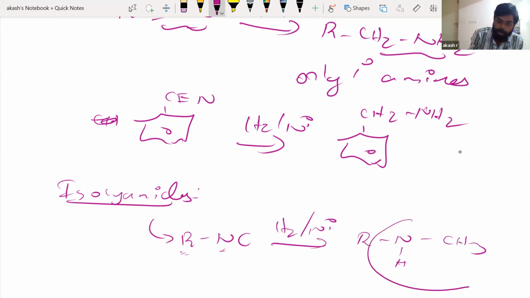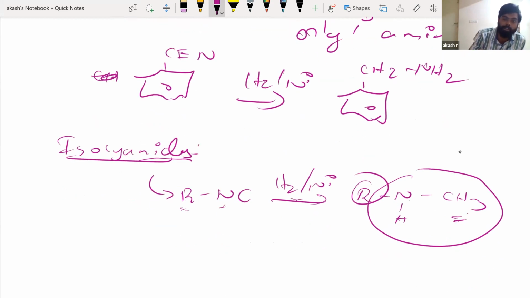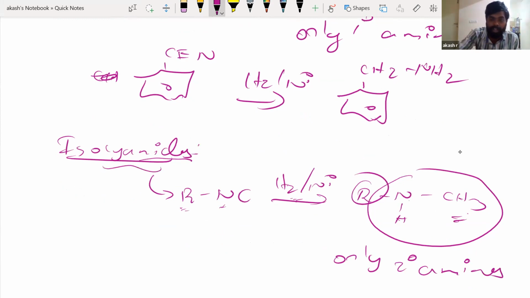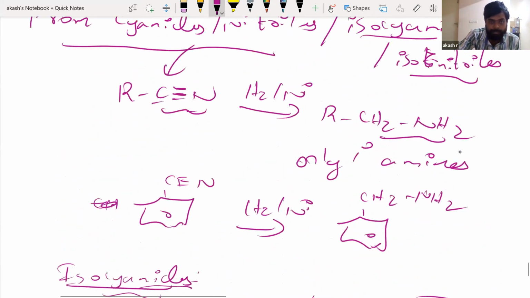So this NHCH3 coming after the hydrogenation reaction is always common for isocyanides. This R might vary depending on which isocyanide is used, but this NCH3 is going to be common. So what are you seeing? You're always going to get only secondary amines if I go for isocyanide hydrogenation. But if I go for cyanides, I still get only primary amines.